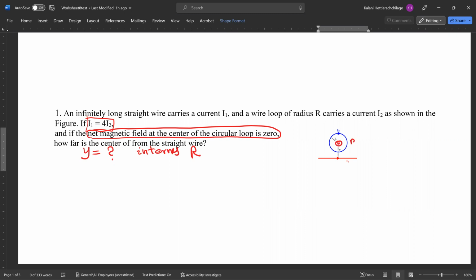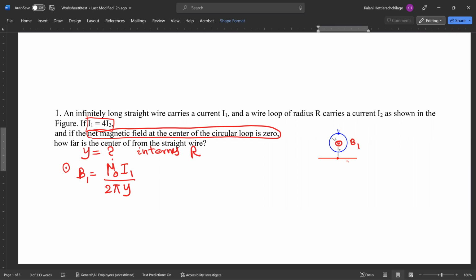I'm going to say B1 is in the outward direction. We know how to calculate B1. B1 will be permeability mu naught times the current of that wire, over 2 pi and the distance to the center, which I labeled y from the wire. That is B1. And what direction? Outward, that's right.